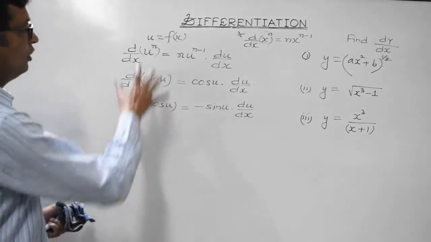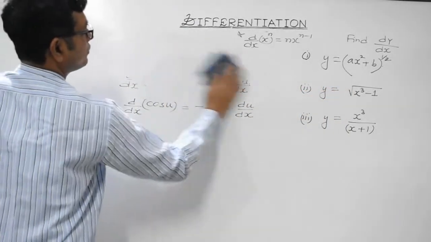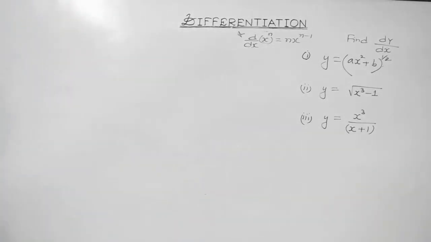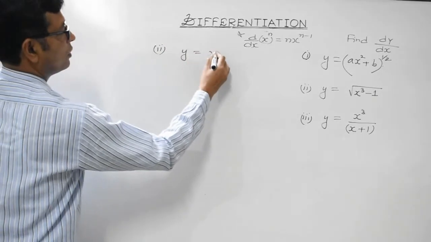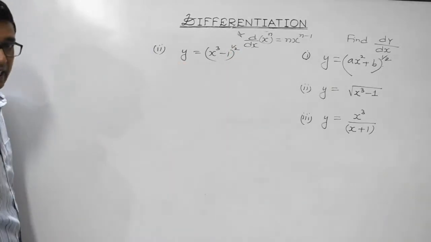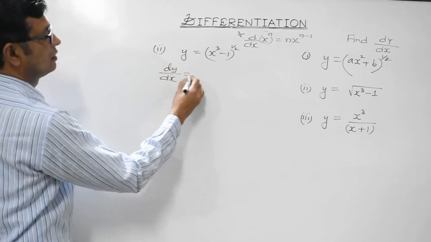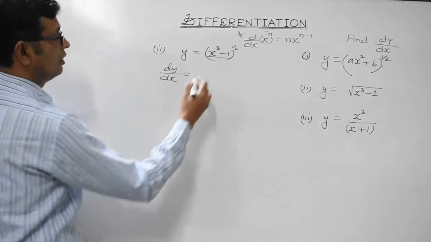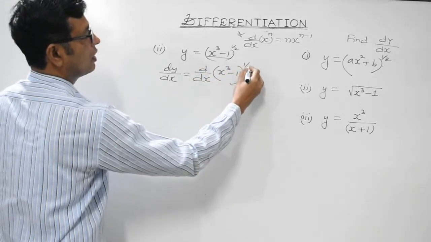Following this, let's try these two questions as well. Let's concentrate on question number 2 and question number 3. Let's try to solve it. Question number 2: y is given to be the square root of x cube minus 1. Let's do it directly, right? So dy by dx. The entire term can be considered to be a single one. So d by dx of (x cube minus 1) to the power half.